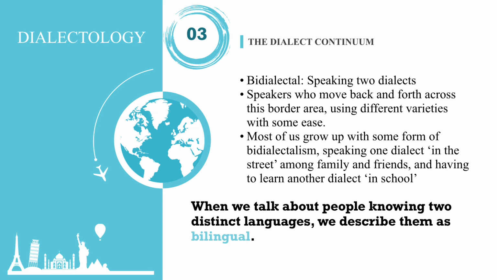The next is bidialectal, or speaking two dialects. Speakers move back and forth across this border area using different varieties with some ease. Most of us grow up with some form of bidialectalism, speaking one dialect in the street among family and friends, and having to learn another dialect in school. So you speak with your family and friends in Japanese dialects, and you have to learn, for example, British English in school. And when we talk about people knowing two distinct languages, we describe them as bilingual.